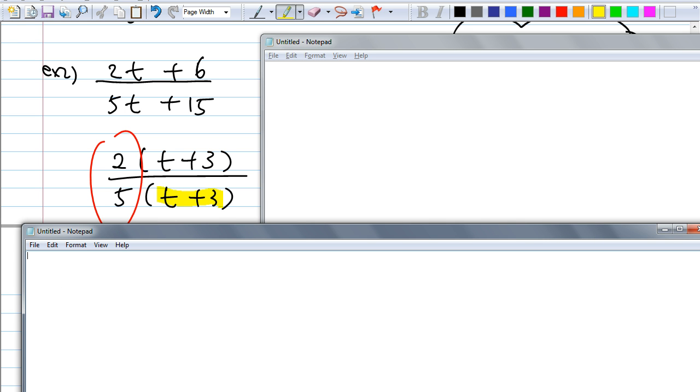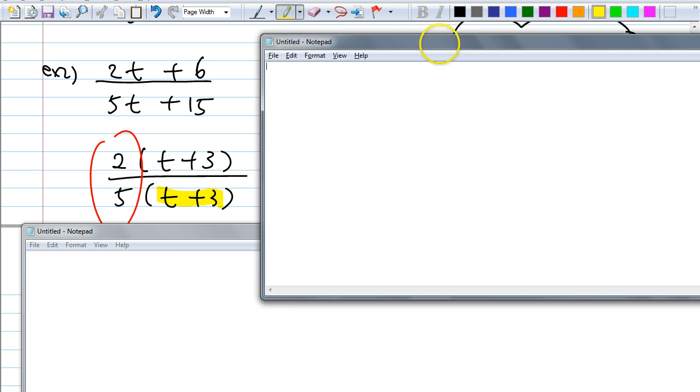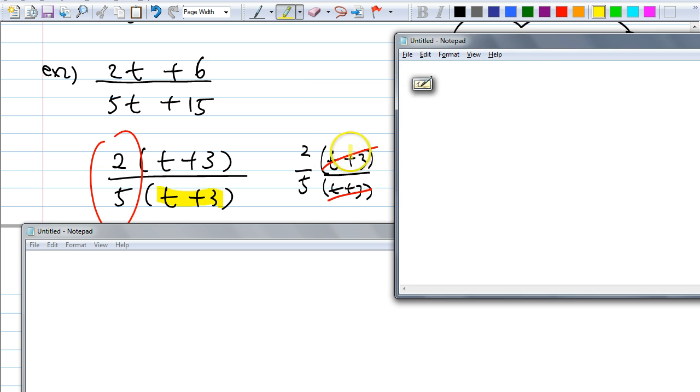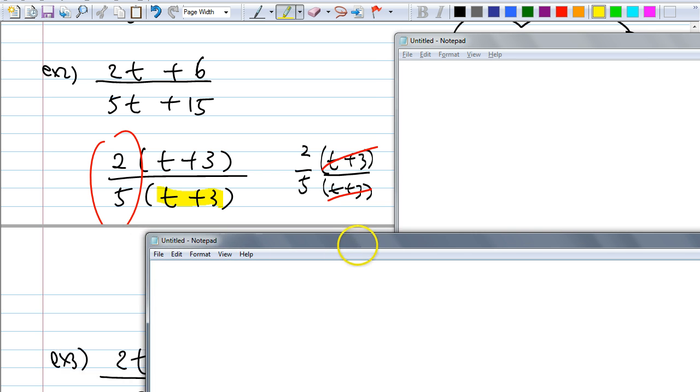Now, you could use the fact that I showed you before. If it's a times b over c times d, you could separate this into two fractions. And what happens? Same thing over same thing is? What's same number over same number? Cancels out and it's 1. You're dividing top and bottom by t plus 3, aren't you? Okay. So the answer is 2 over 5.